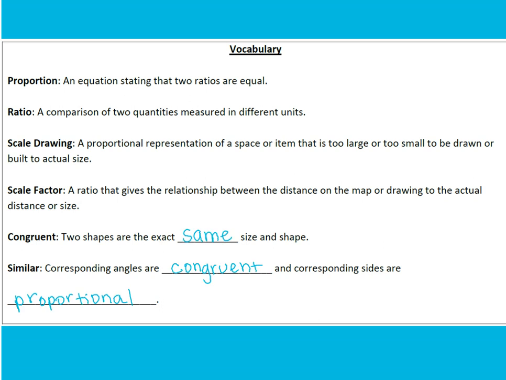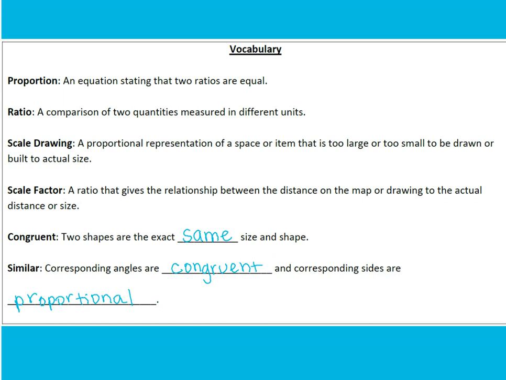Alright, so we're going to get started today with some of our vocabulary, and some of this is a review from our last set of notes. We have the words proportion, ratio, scale drawing, and scale factor. Those are repeats from last time, but take a minute to read over those to refresh your memory. And then we also have two new words.